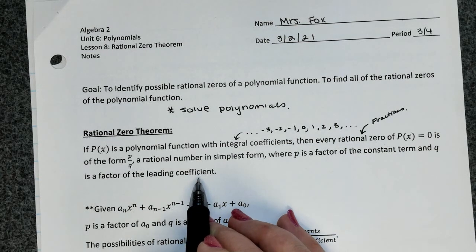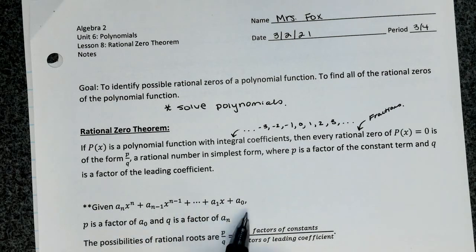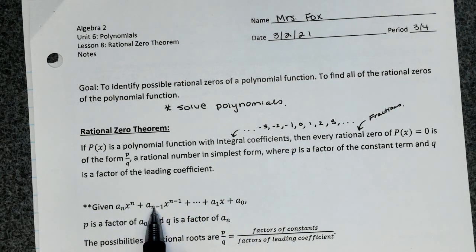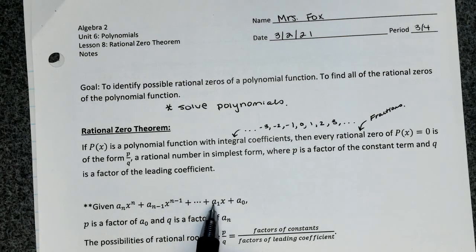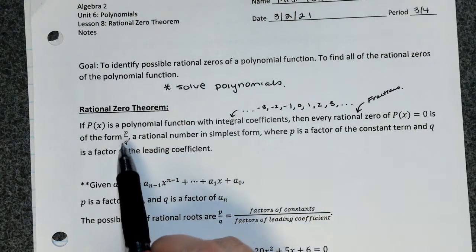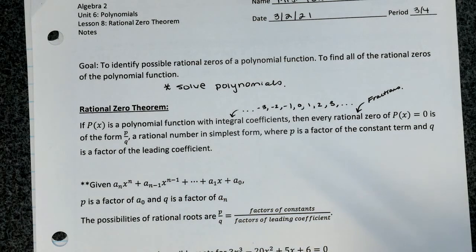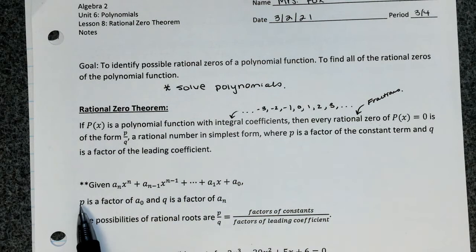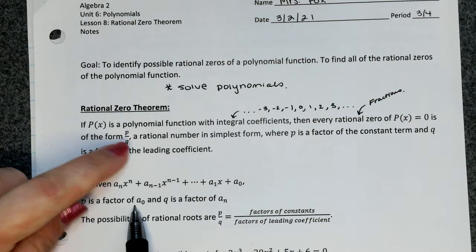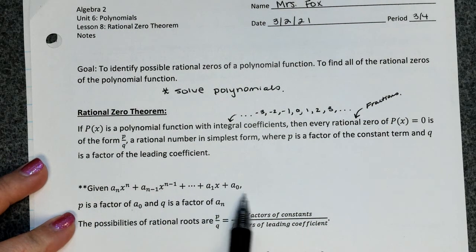Okay, so let's look at an example. Here we are given a polynomial. This is the general polynomial. This would be a number x to a power plus a number x to the next power plus dot, dot, dot, all the way until you have a number x plus a number. It says that p, the number on top, the form that our solutions are going to be in, p being on top, has to be a factor of the constant, so this number here at the end.